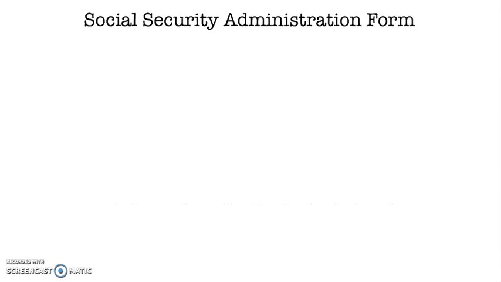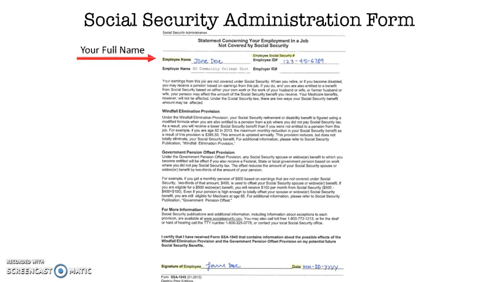Another form that you will have to fill out is the Social Security form. This shows that you have read and understand that this position is not covered by Social Security benefits. Here, you will write your full name and Social Security number. Then sign and write the date.